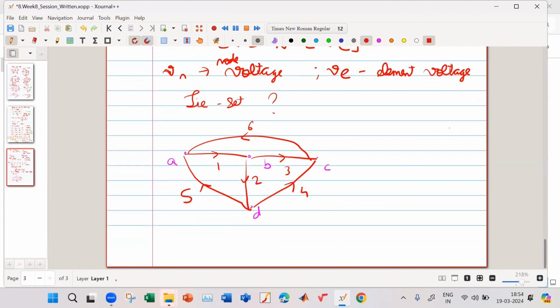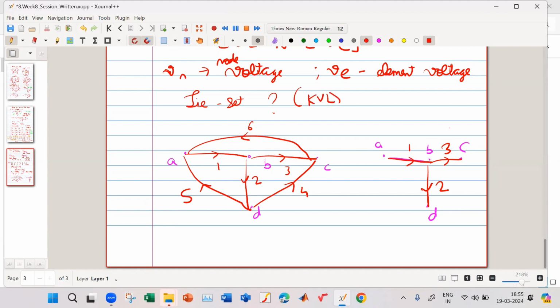Okay, so I'll draw the tree which I recommend to use, that is A, B, C, D, with branches 1, 3, 2. Okay, so how many tie sets can we make? 3. So in tie set, what we are doing, we are actually doing KVL, right?